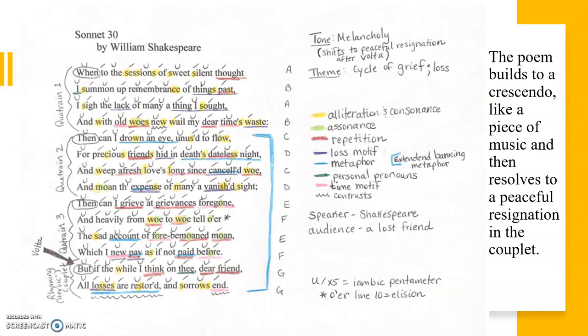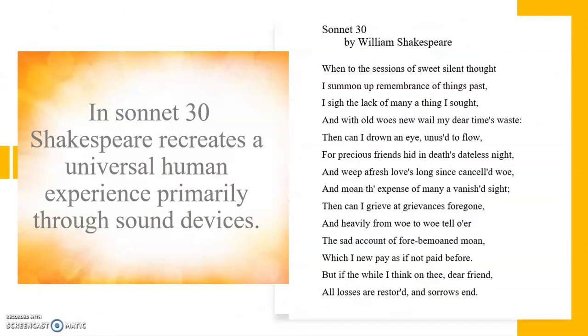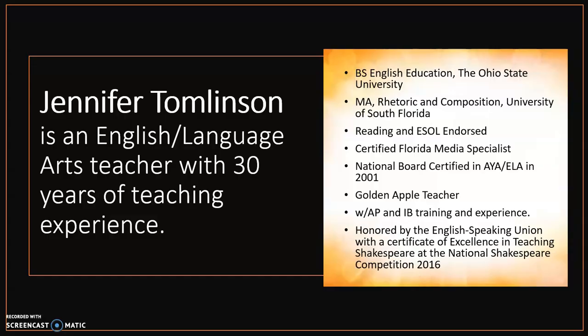So there are contrasts then that go along with that idea. Most obviously, the contrast between new and end, new in the beginning of the poem at line 4 and end at the very end, and then also new pay and losses restored. So Shakespeare's Sonnet 30 is, as I said, an intensely sad poem, but Shakespeare gives us an opportunity to recover in the couplet. And it really recreates the universal human experience of loss and depression and the cycle of grief, primarily through the use of sound devices. I hope you enjoyed this presentation on Sonnet 30.